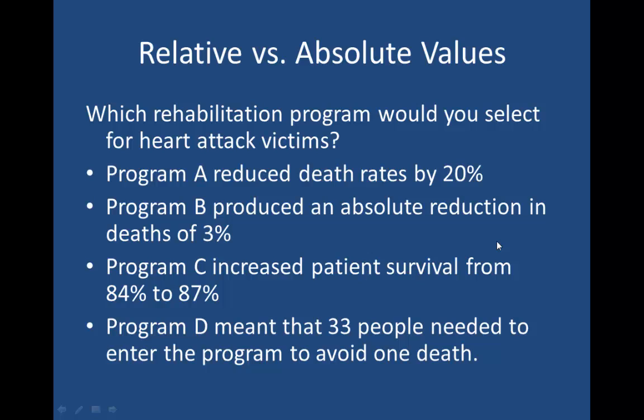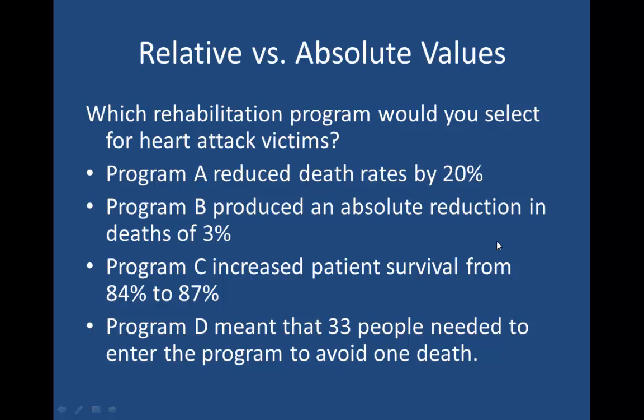Do you realize this is all examples of how we might report exactly the same data? Reduce death rates by 20%. All that's doing is a relative risk reduction. Program B, an absolute risk reduction, it was really only a 3% reduction. It reduced death rates by 20%, but the actual value, the difference between the two was 84 to 87. That's 3%.